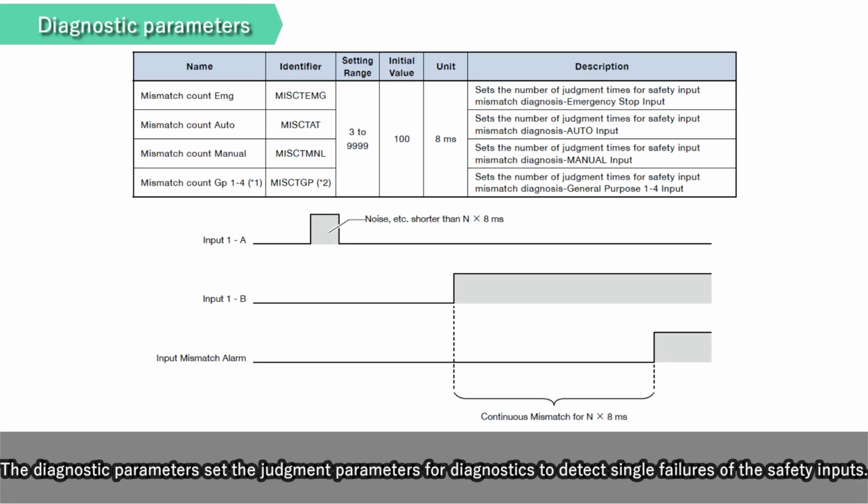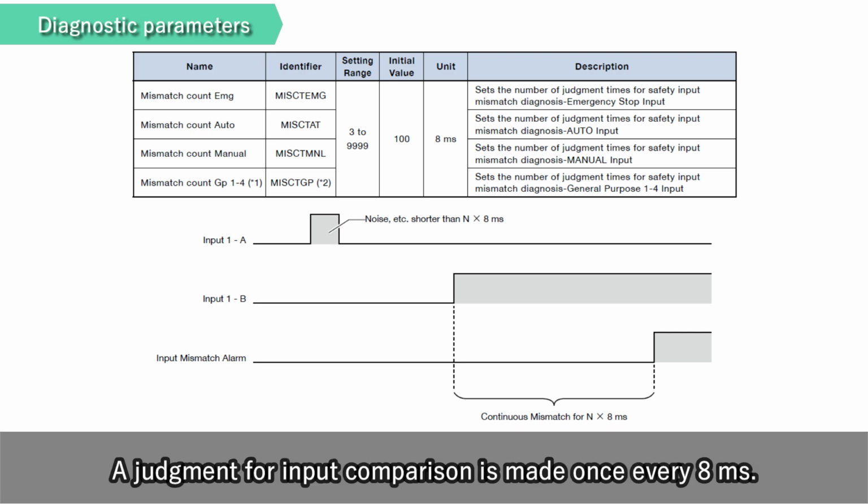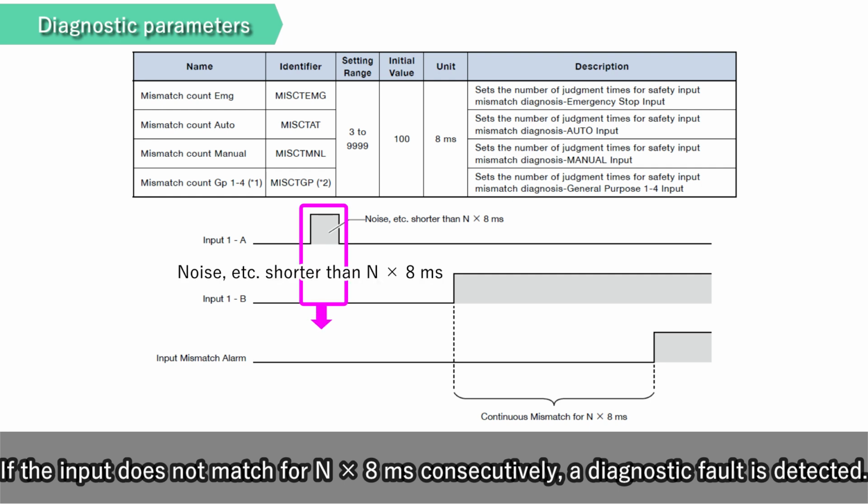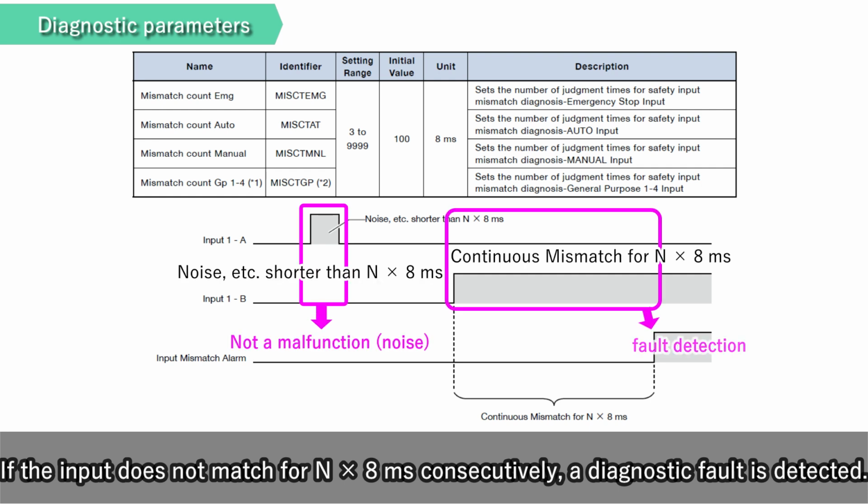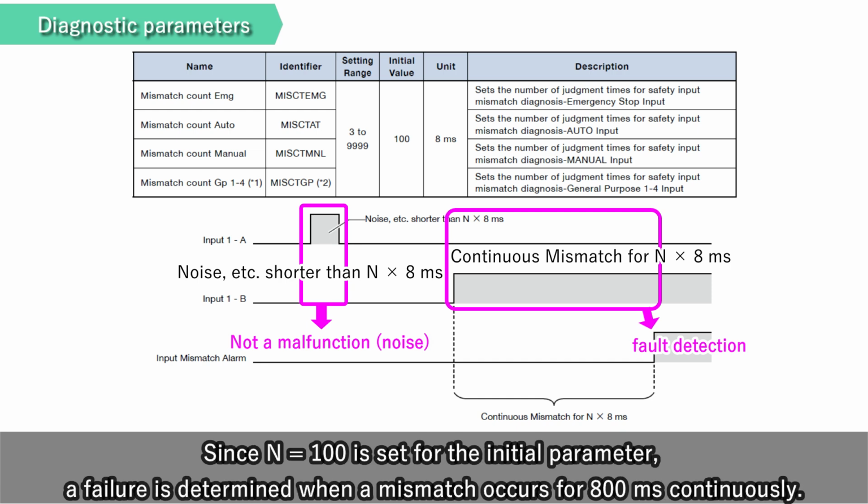The diagnostic parameters set the judgment parameters for diagnostics to detect single failures of the safety inputs. A judgment for input comparison is made once every 8 milliseconds. If the input does not match for n times 8 milliseconds consecutively, a diagnostic fault is detected. Since n equals 100 is set for the initial parameter, a failure is determined when a mismatch occurs for 800 milliseconds continuously.